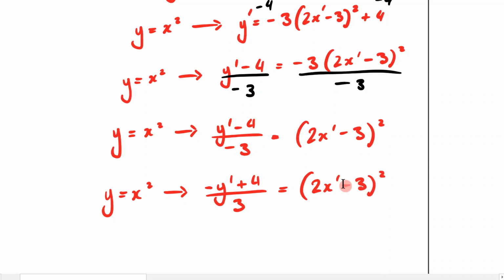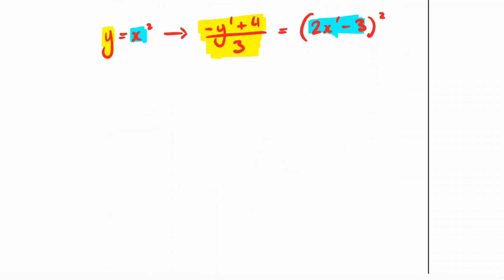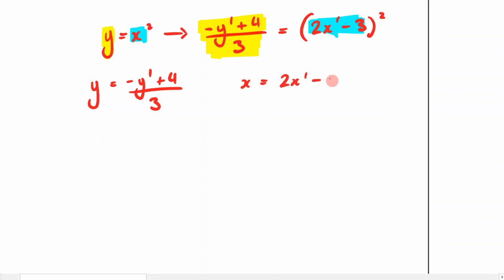Now, what is the next step that we're going to do? The next step is this. We're going to say, all right, I'm going to let y be equal to this, and then I'm going to let x be equal to that. So let's write out what I've just said there. I'm saying y is equal to negative y dash plus 4 over 3, and x is equal to 2x dash minus 3.